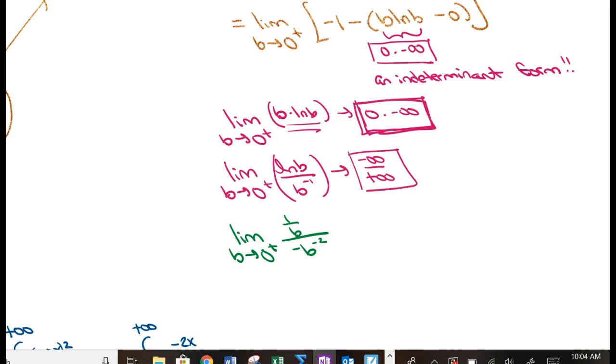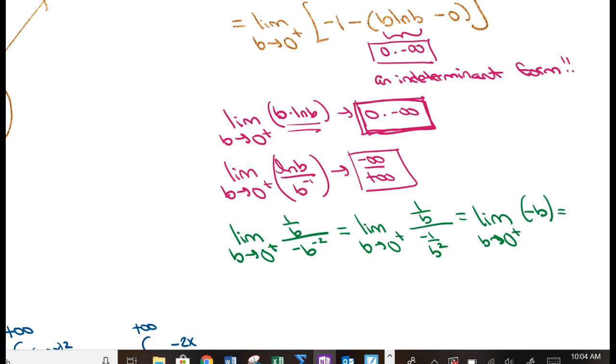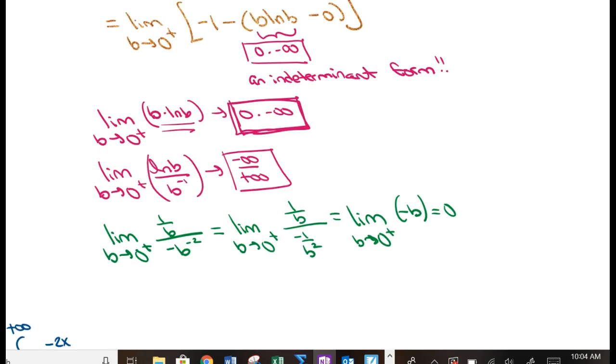Everyone follow? After an iteration of L'Hopital's, what's the first thing you do before you try to evaluate the limit? You clean 1 over b all over -1 over b squared. This becomes the limit as b approaches 0 from the right of -b, this equals 0. Okay? Now we've just reconciled what this value is here. So this 0 value can get put back in.